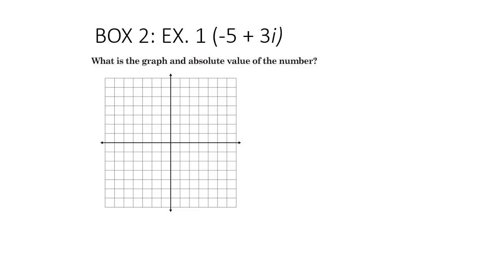Step 1 is to identify what's your a and what's your b. So step 1 is what's my a? -5. And what's my b? 3i. Not 3i, just the 3. The i is just there. The b is just the number. That's all one step. Identify your variable.